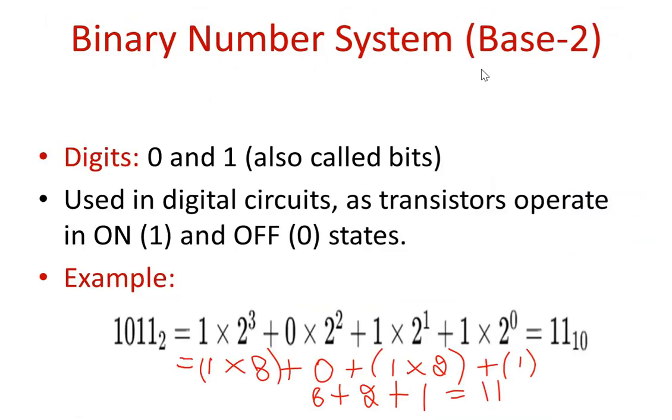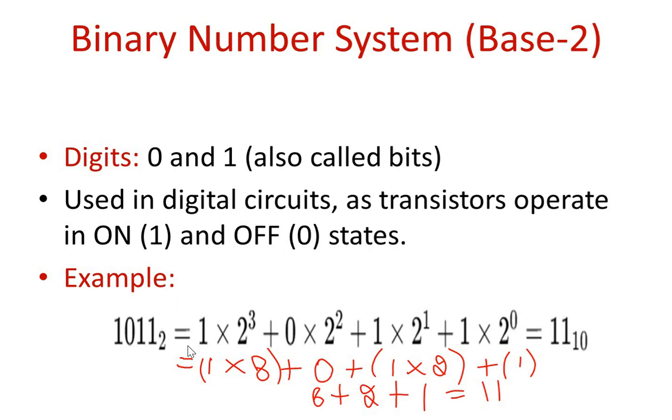Next we will see about the binary number system. Binary number system has two digits, 0 and 1. These digits are also called bits. Since it has two digits, its base is 2. Binary numbers are used in digital circuits. Here the on state is considered as 1 and off state is considered as 0.